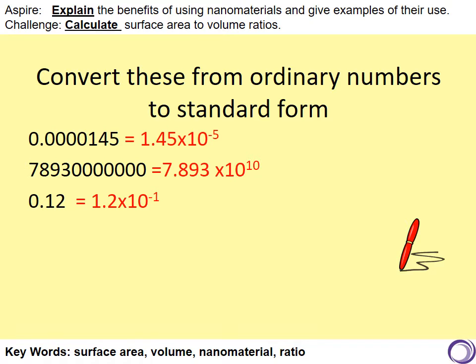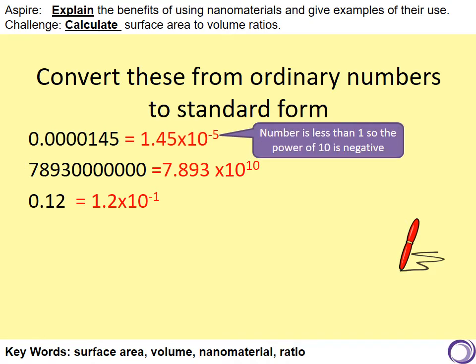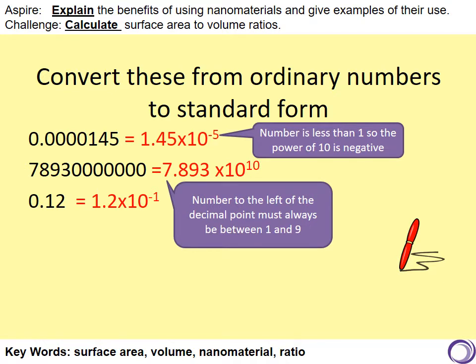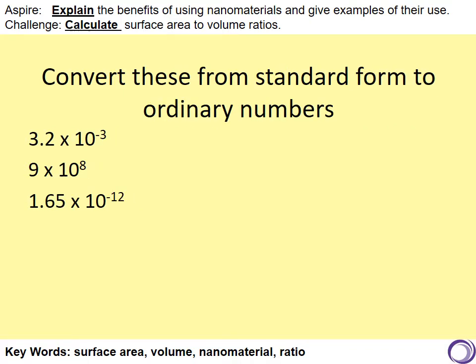How did you get on then? Things that we need to remember is that if the number was less than 1, the power of 10 is going to be negative. Secondly, the number to the left of the decimal point must always be between 1 and 9. Can you now convert these standard form numbers to their ordinary numbers?